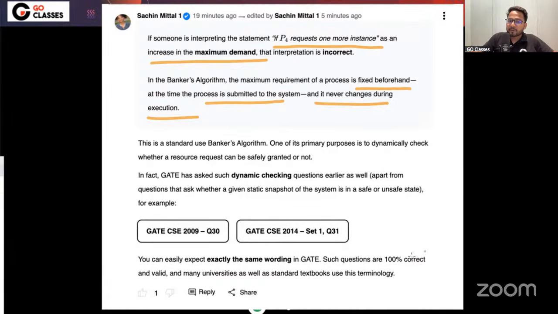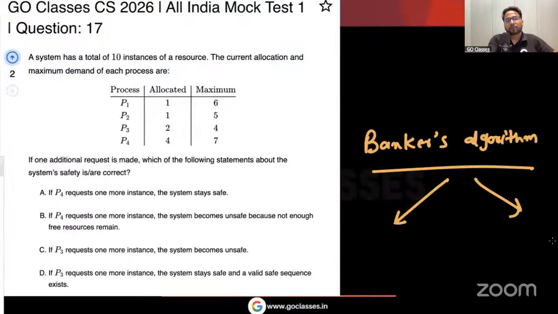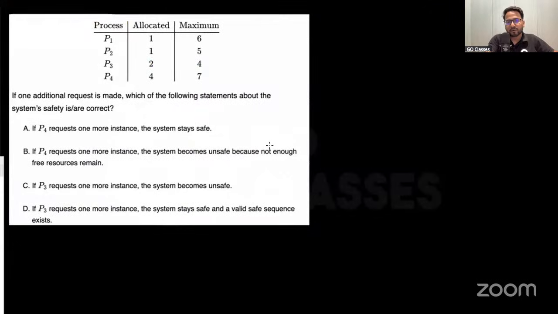Such questions are 100% correct and valid, and many universities as well as the standard textbook use this terminology. So many people use this terminology, so don't worry about it. It is 100% correct, right? One more request means that P4 is requesting something. That's the normal interpretation. I don't know how students got it wrong. Maybe this is the first time they are seeing this kind of question. Maybe that is the reason.